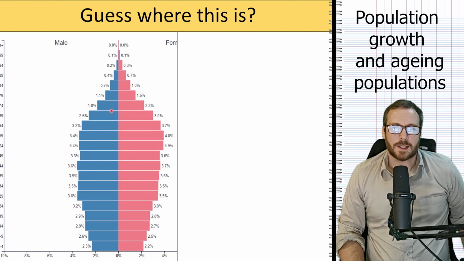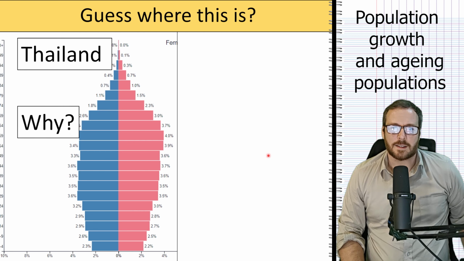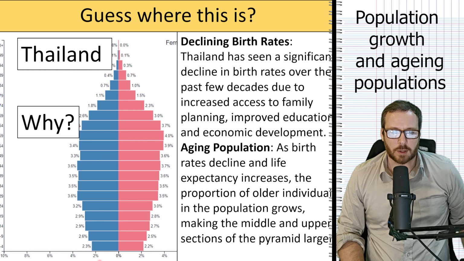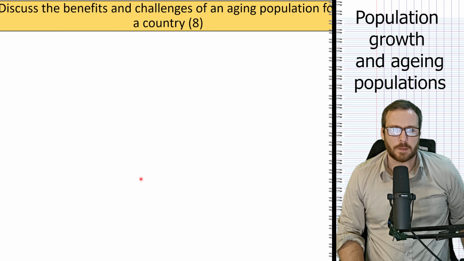Next, guess where this one is? Interesting. Fewer young, but look at the balance here from 25 to 60. Kind of straight, isn't it? This one is Thailand. Why? Lower birth rates than before, and the population is kind of aging. So this block here is slowly going to move up and be replaced by this block. But look at this trend. Very worrying, isn't it? Very worrying for a country where they're going to reduce their population significantly over time.